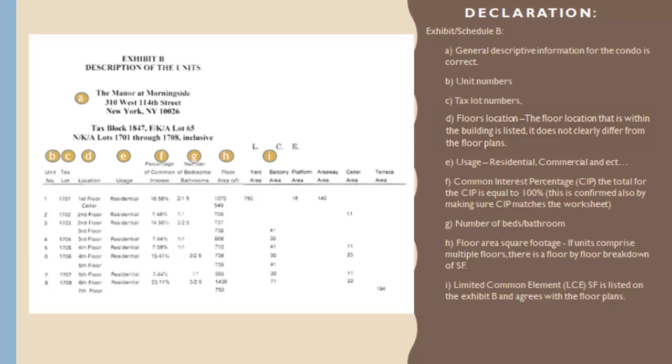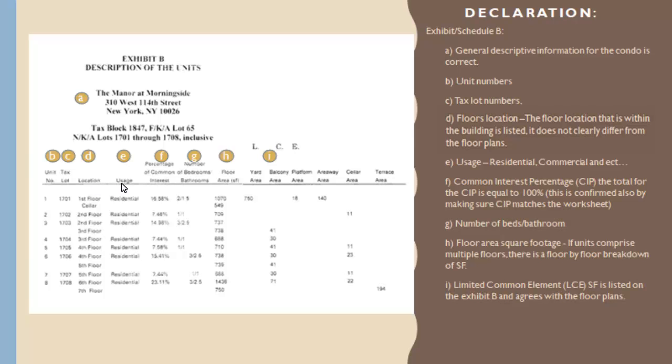Declaration Exhibit. Schedule B. Part A. General descriptive information for the condo is correct. Part B. Unit numbers. Part C. Tax lot numbers. Part D. Floor locations. The floor location that is within the building is listed. It does not clearly differ from the floor plans.